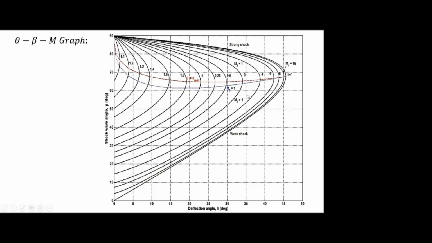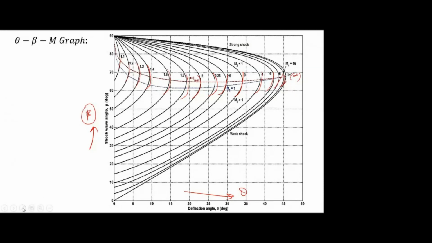So this is the theta-beta-M graph. We don't use this formula; we will give you this theta-beta-M graph. You can see the flow deflection angle or wedge angle theta is given on the x-axis, and beta, the shock wave angle, is given on the y-axis, and we have drawn different curves for different Mach numbers, starting from 1.1, 1.2, 1.3, 2, 3, 4, 6, 8, 15, finally infinity. Up to infinity, we have drawn the graph. Is that clear? Theta-beta-M.